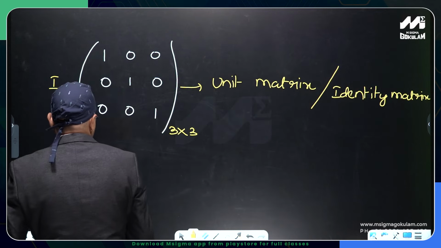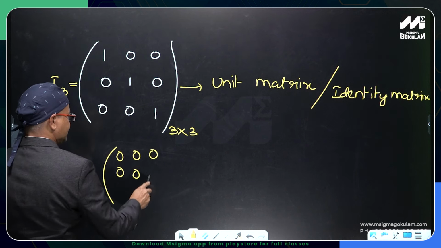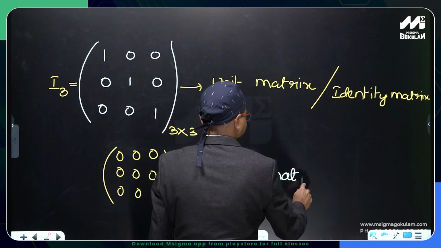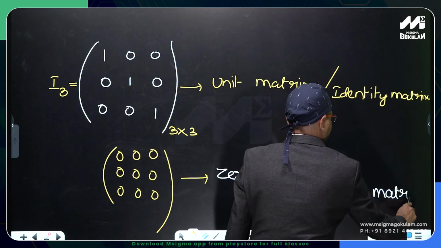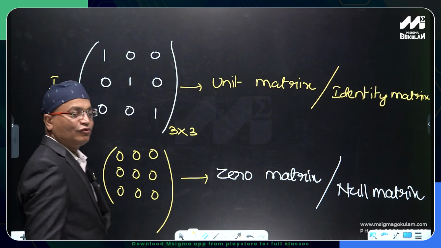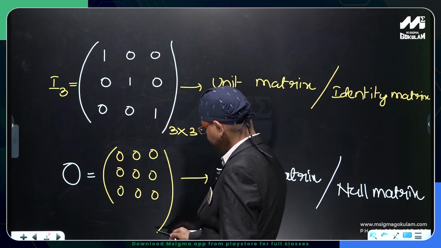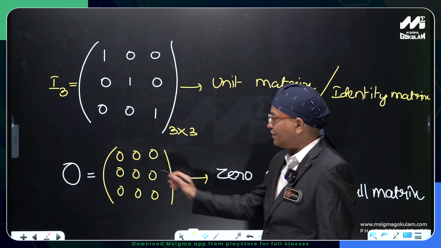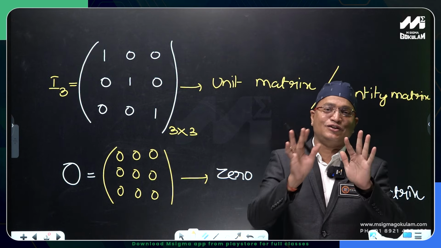Now, zero matrix is there. All elements are zeros. It is called zero matrix or null matrix. That is represented by the letter O. O for zero matrix. All elements are zeros. Remember, here there is no restriction, 3 rows, 3 columns like that. It may be a rectangular matrix also, but all elements are zeros, then it is a zero matrix.